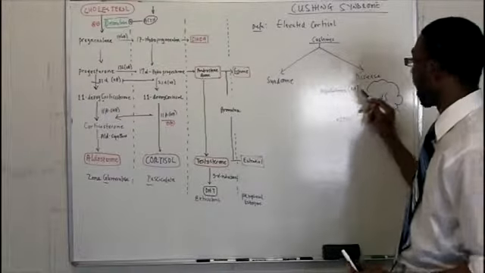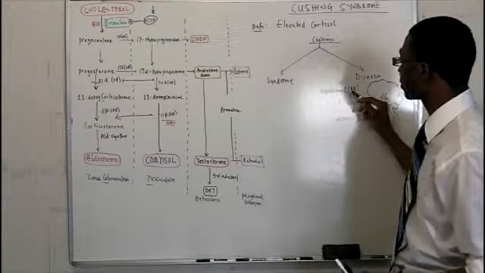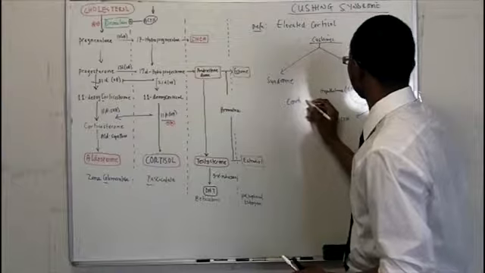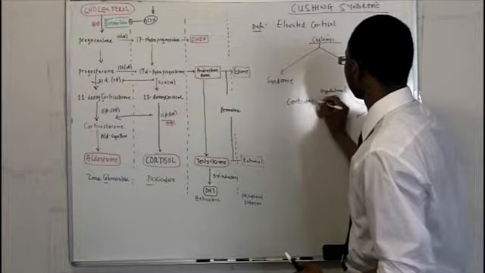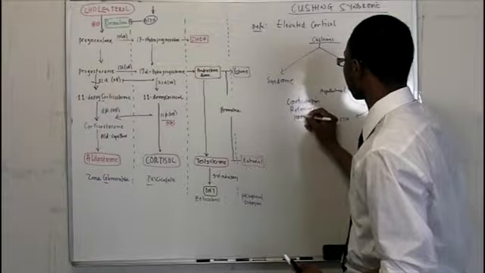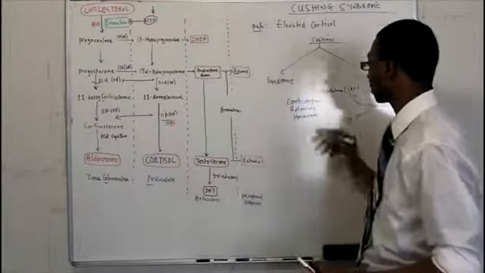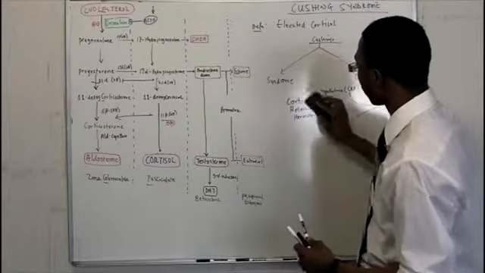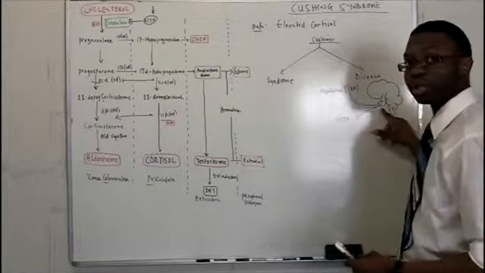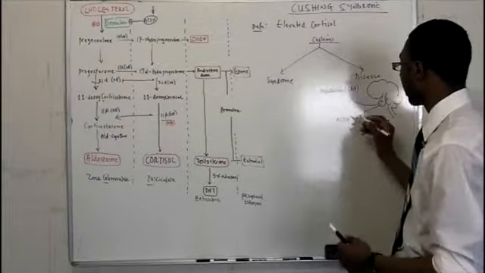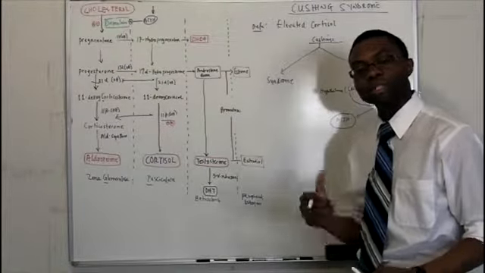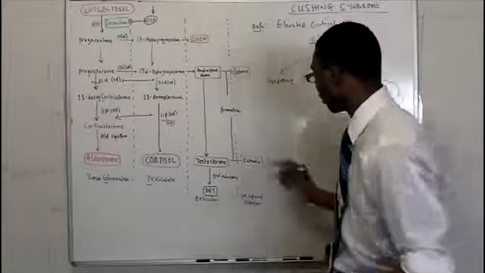ACTH is actually under the influence of the CRH hormone, which is what? Corticotropin releasing hormone, which is CRH, made in the hypothalamus. When this hormone is made, it goes down into the anterior pituitary gland and tells it to make adrenocorticotropic hormone.